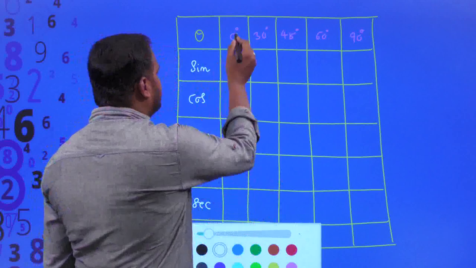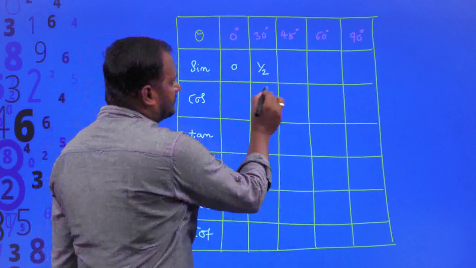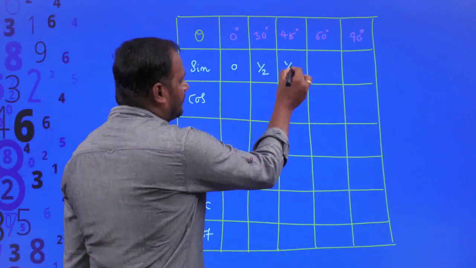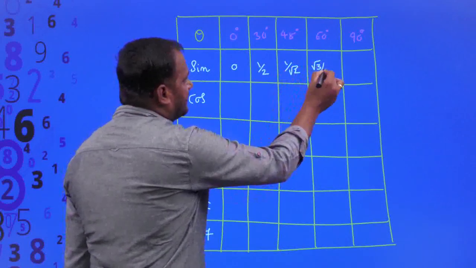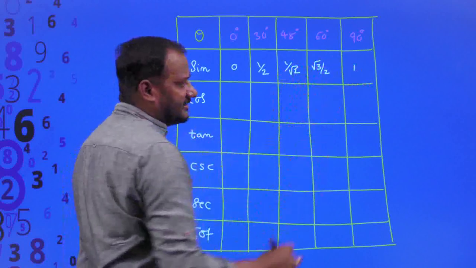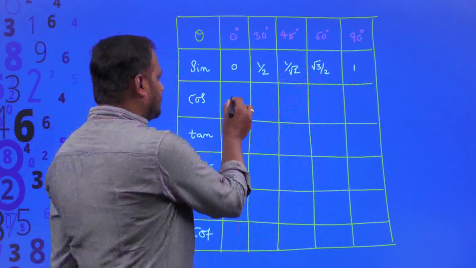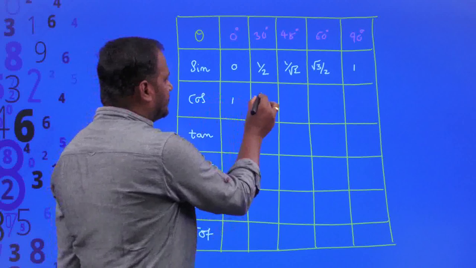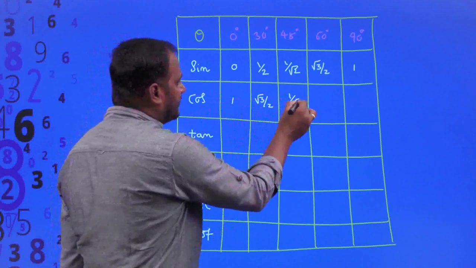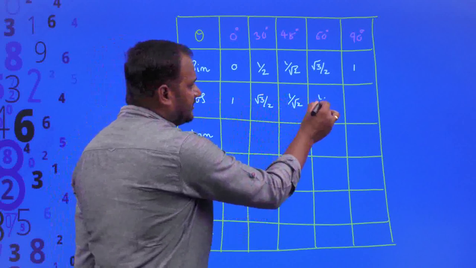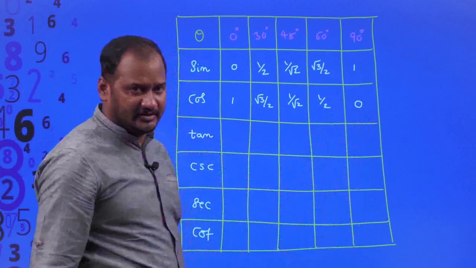So, the value of sin 0, we got it as 0, sin 30, 1 by 2, sin 45, 1 by root 2, sin 60 is root 3 divided by 2, and sin 90 is equal to 1, correct? And cos 0 is equal to 1, cos 30 is equal to root 3 by 2, cos 45 equals to 1 by root 2, cos 60 is 1 by 2, and cos 90 equals to 0.